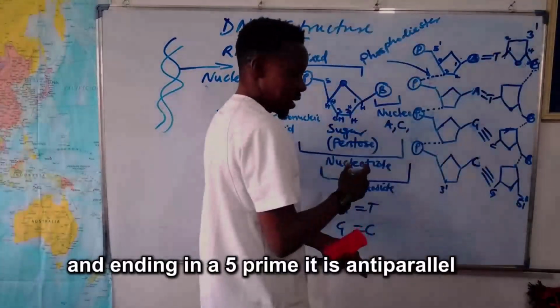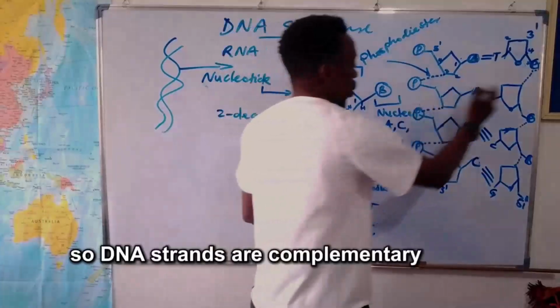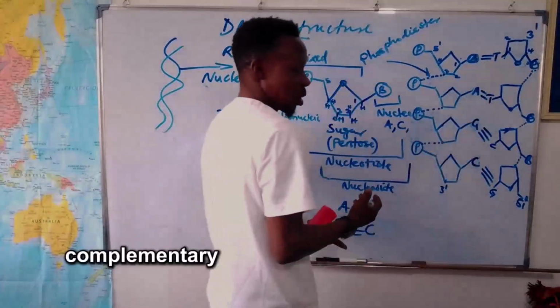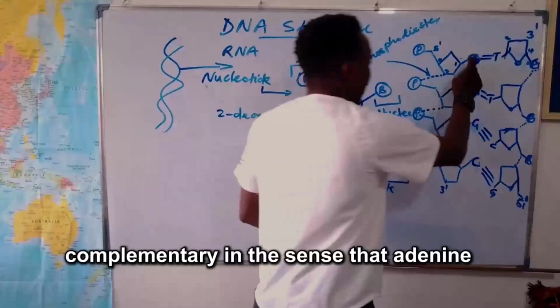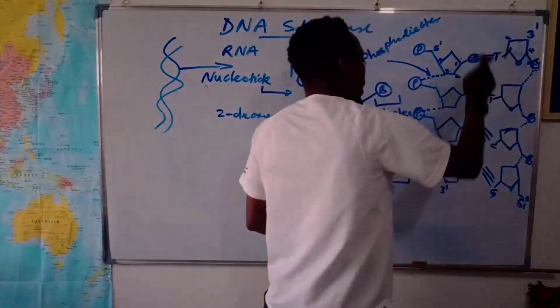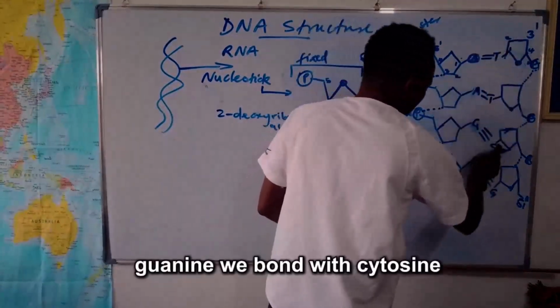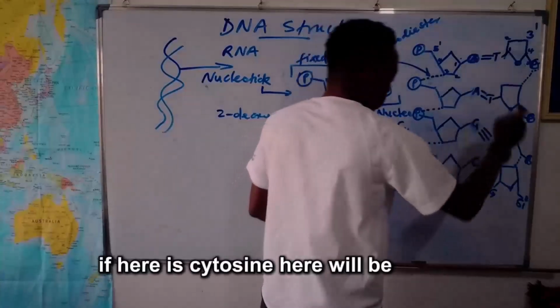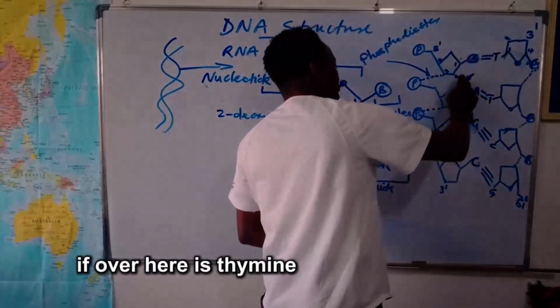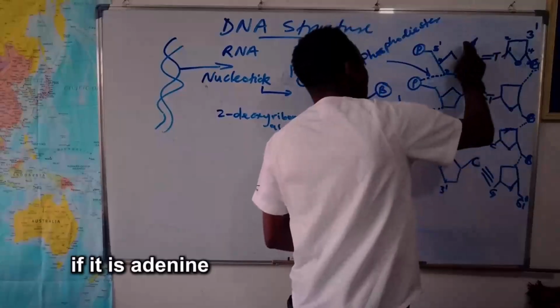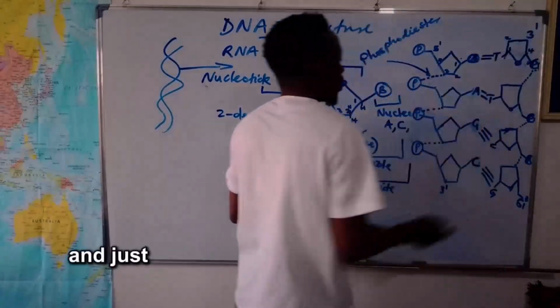It is anti-parallel. Okay, so DNA strands are complementary to each other, complementary in the sense that adenine will bond with thymine, guanine will bond with cytosine. If here is cytosine, here will be guanine. If over here is thymine, here will be adenine. If it is adenine, here will be thymine, and just that way.